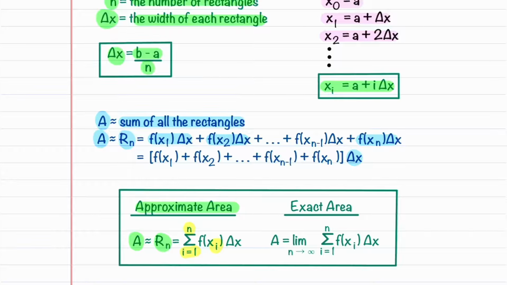We can then find the exact area because we know all about limits, and we can say that our area is equal to the limit as n goes to infinity of the sum from i goes from 1 to n of f of x sub i times delta x. So basically, we are doing the same thing as in the approximate area, but now we have an infinite number of rectangles, and we're finding an exact answer when we let n go to infinity.